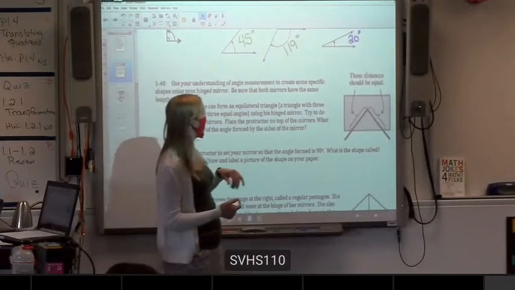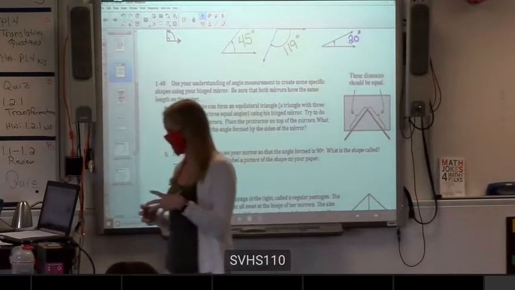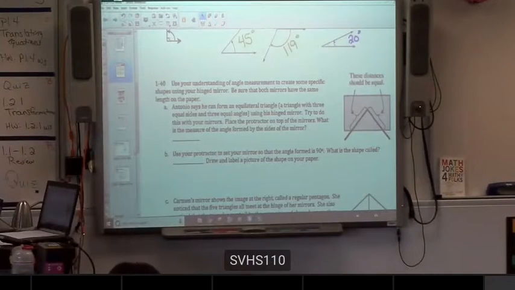Okay, so now we're going to try and create a specific shape using that mirror. Not that you're really going to need them, because when we have you measure on homework, we'll have you just do estimations. Have you guys ever used a protractor before? Yes or no? Okay, so I'm going to use a protractor.